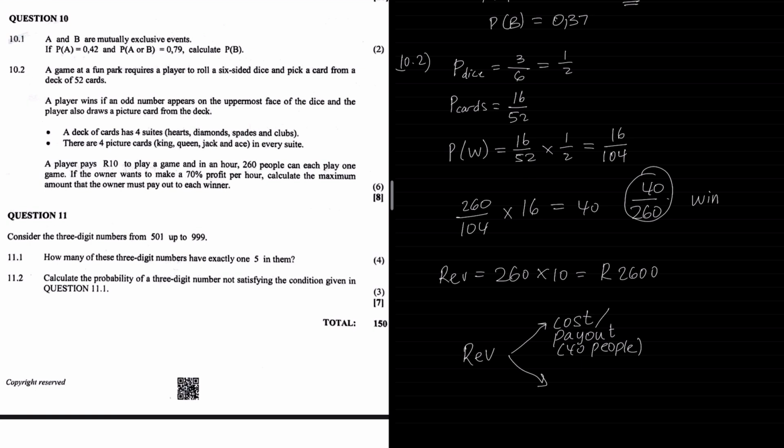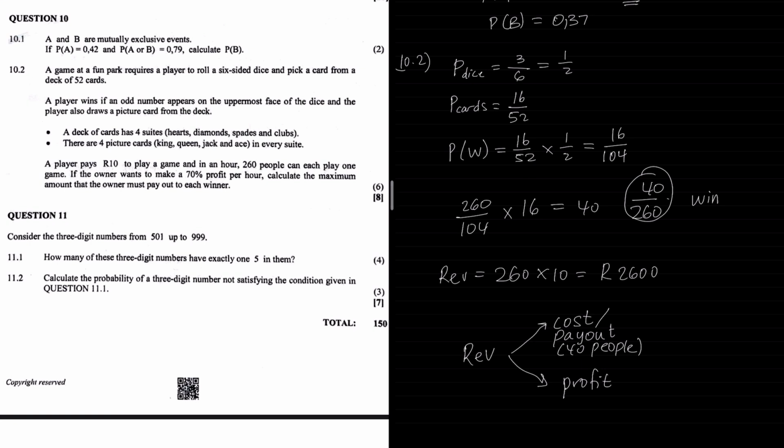And the other aspect is going to be the profit. So from the total revenue, some of the money is going to be cost, so you're giving that to some of the winners. And then the other part is going to be the profit that he wants to keep.